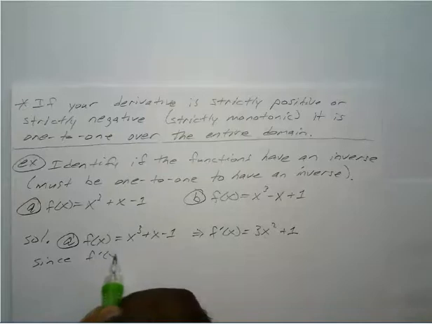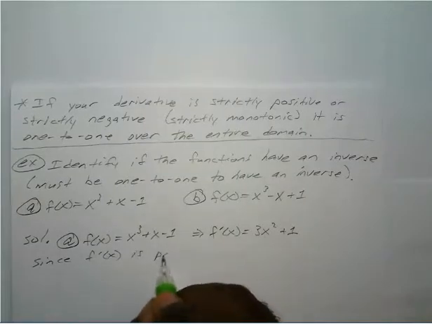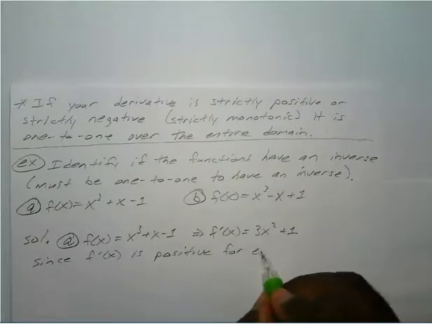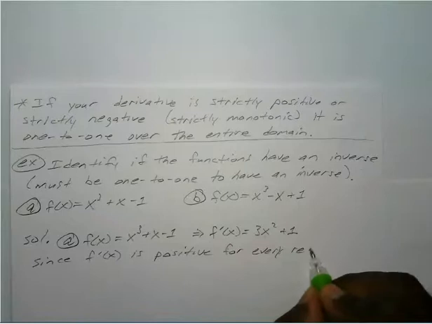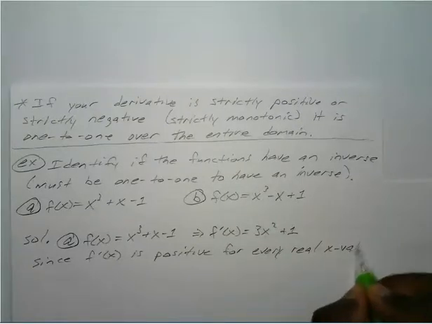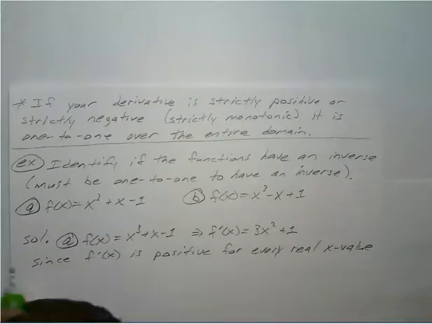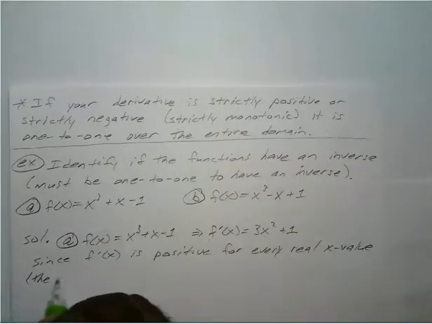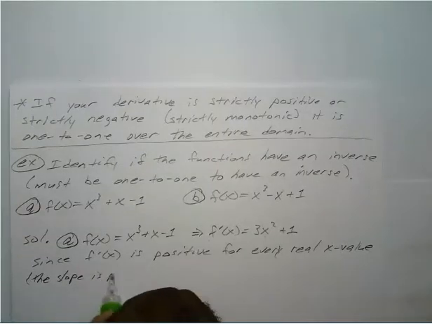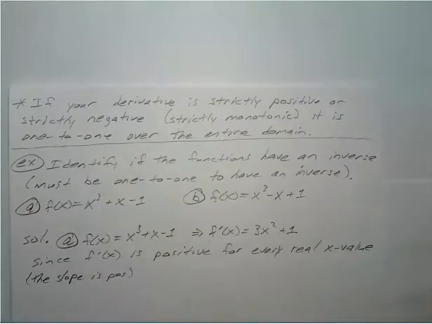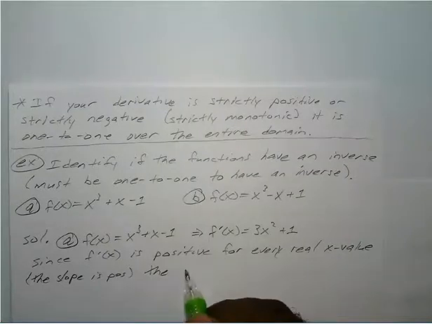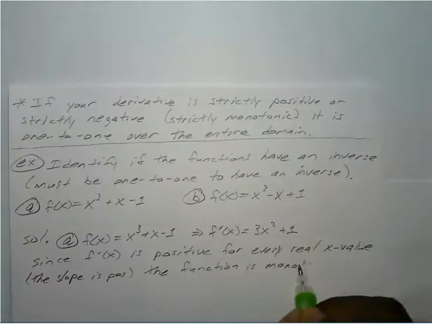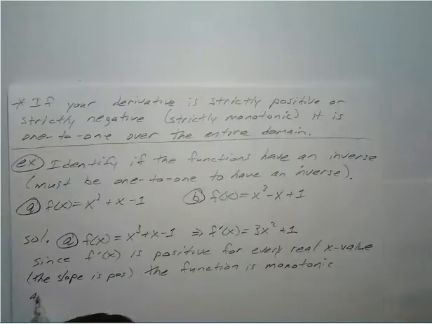Since f prime of x is positive for every real x value, that's the key, real. And all that means is that the slope is positive. The function is monotonic and has an inverse.